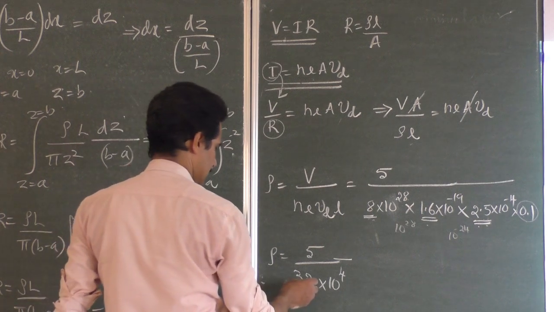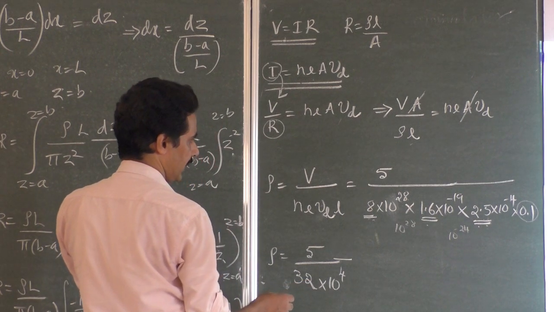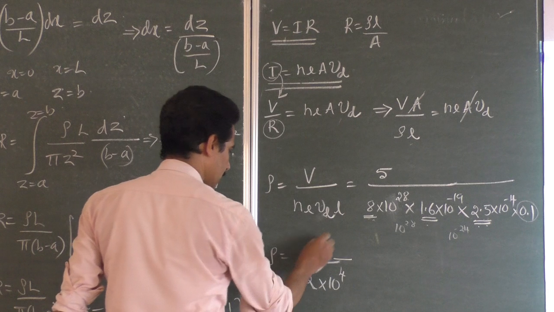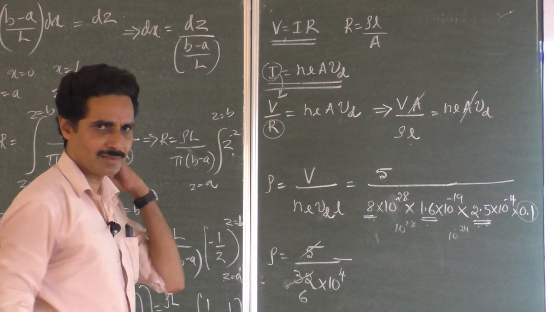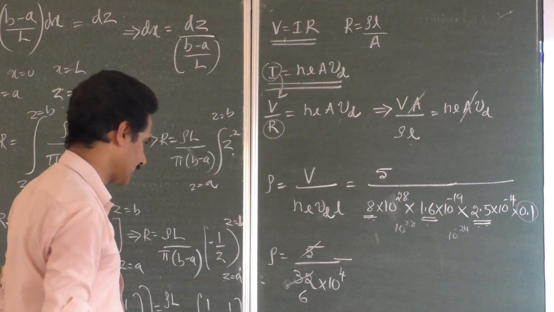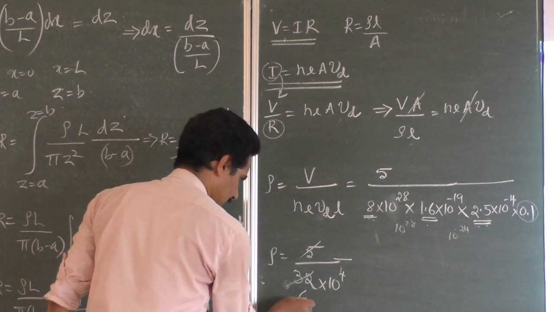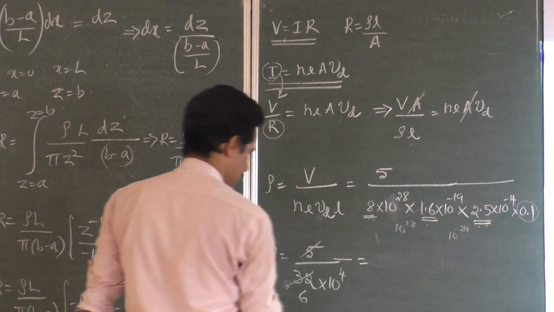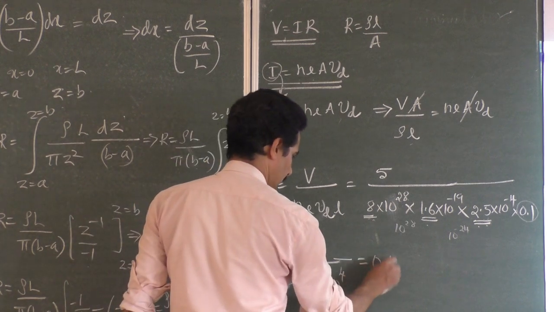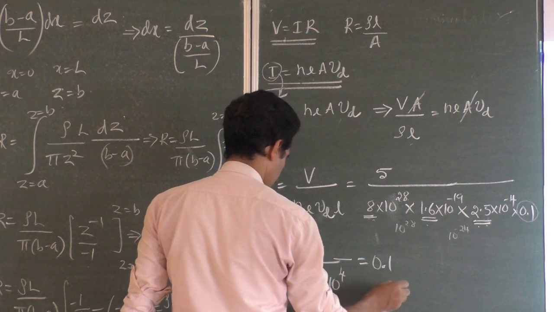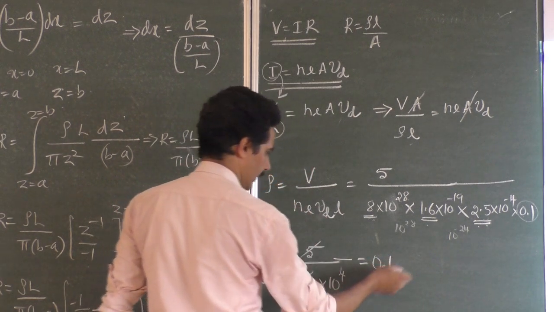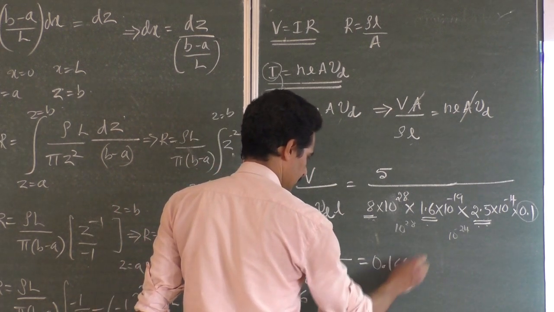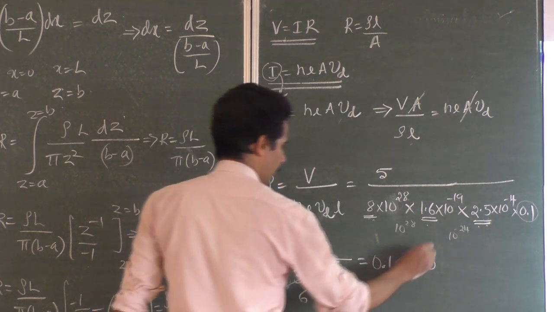Now, this is, okay, 5 by 32. I will go very close to this. So 6 is enough for me, because you see the answers, all the answers are 1.6, so need not worry about the exact one. So 5 by 32 is about 0.16, so 1.6 times 10 to the power minus 4.